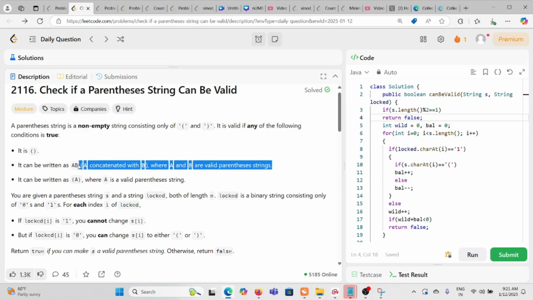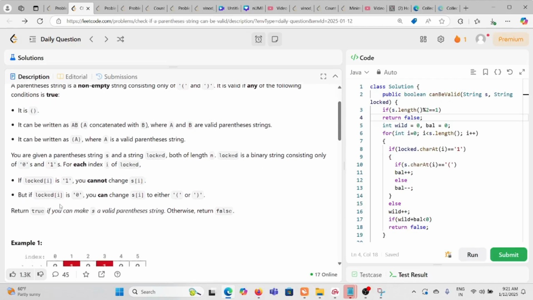Either we have it in this way, like A and B are already valid, and then we have a bracket around them, or we have an already balanced A string and around it another bracket. So these three conditions are the ones which say this is a valid string. Basically, in general, if we have a closing and corresponding opening bracket, then these combinations are the balanced ones. So you are given a parenthesis string s and a string locked, both of length n.